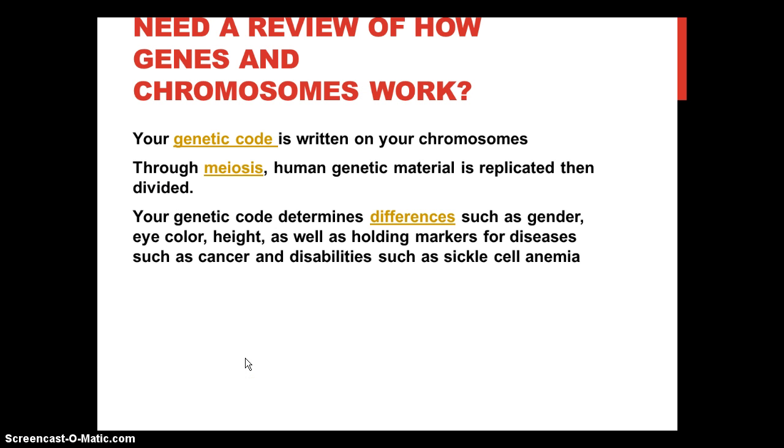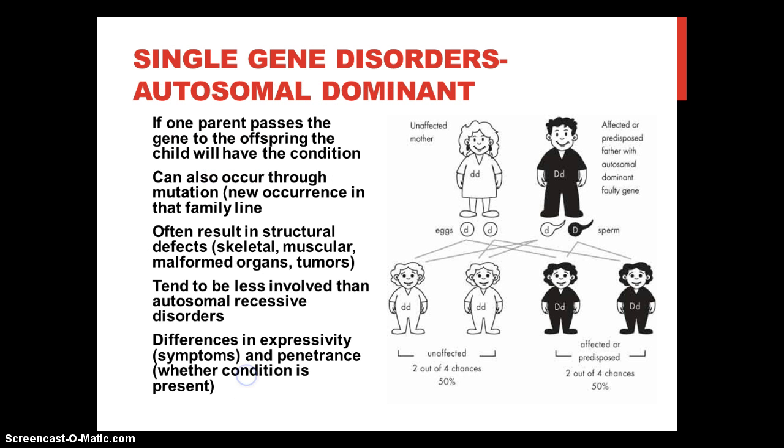So a review of how genes and chromosomes work. Your genetic code is written on your chromosomes. Through meiosis, the human genetic material is replicated and then divided. Your genetic code determines things like your gender, eye color, height, as well as holding markers for diseases such as cancer and disabilities such as sickle cell anemia.